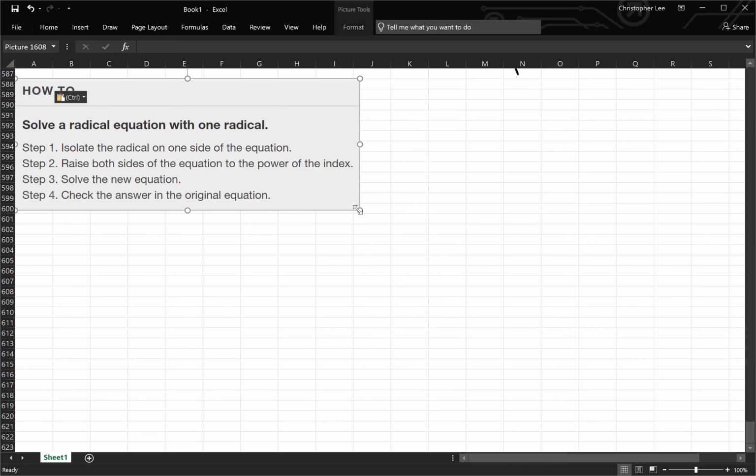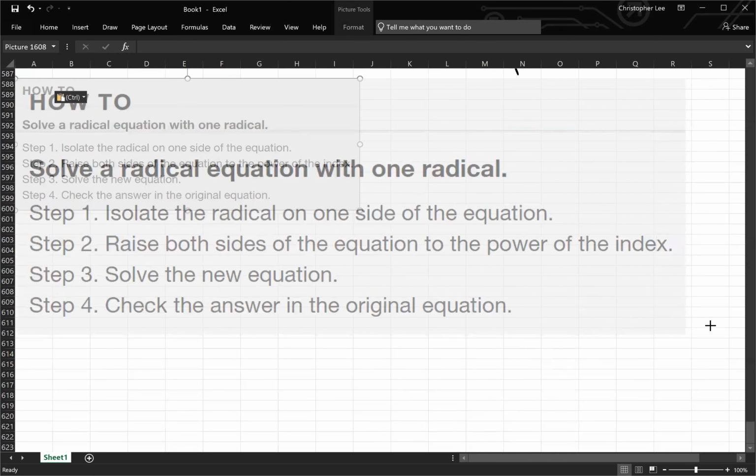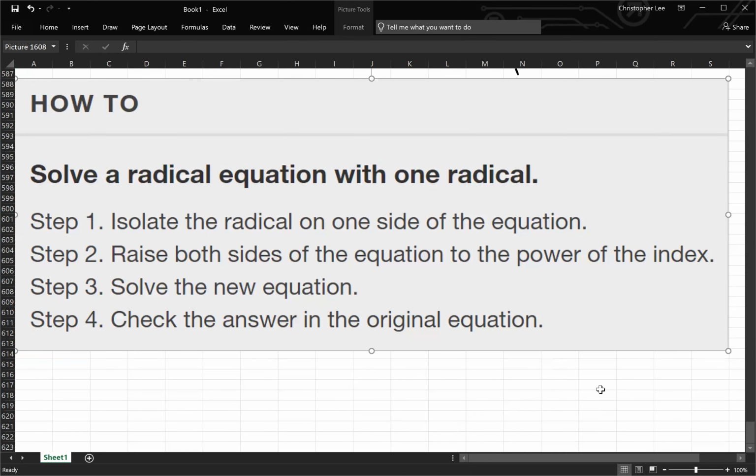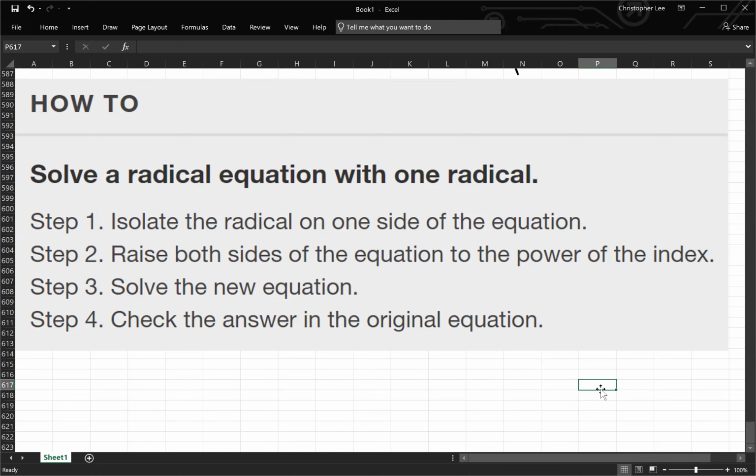All right, so I just want to give y'all some notes real quick. This is how to solve a radical equation with one radical. Step one, isolate the radical on one side of the equation. Step two, raise both sides of the equation to the power of the index. Step three, solve the new equation. Step four, check your answer in the original equation.